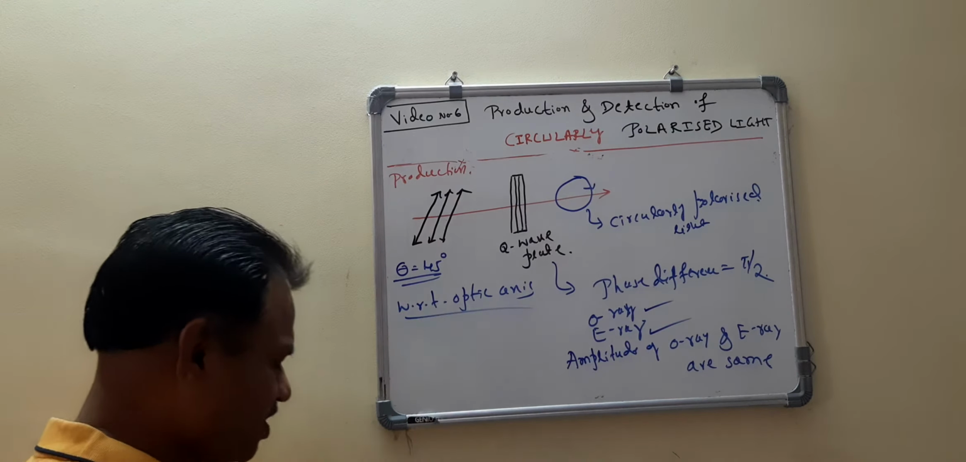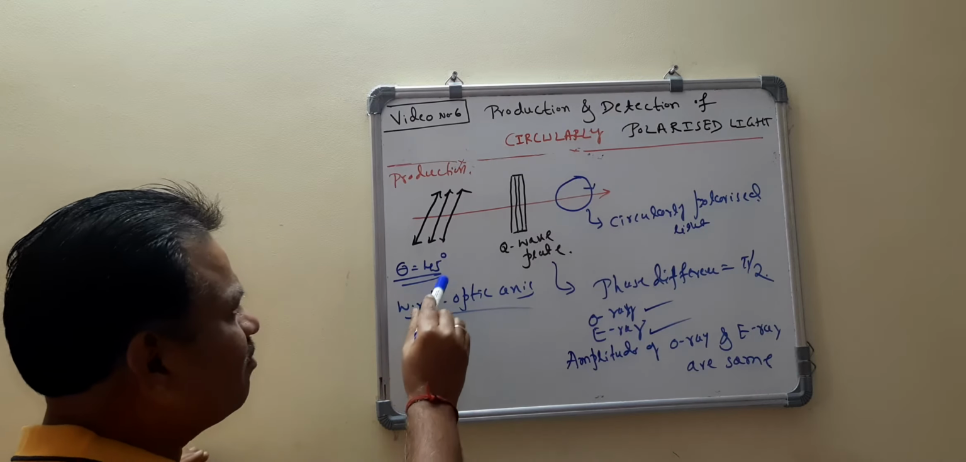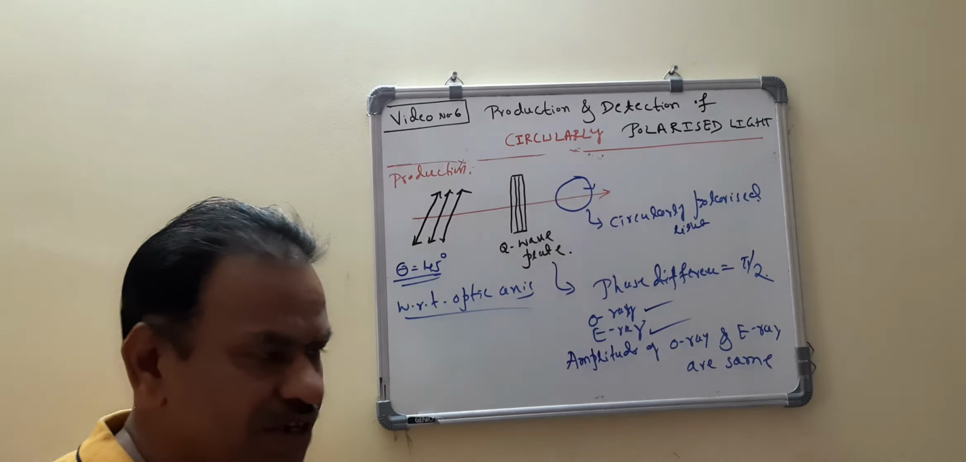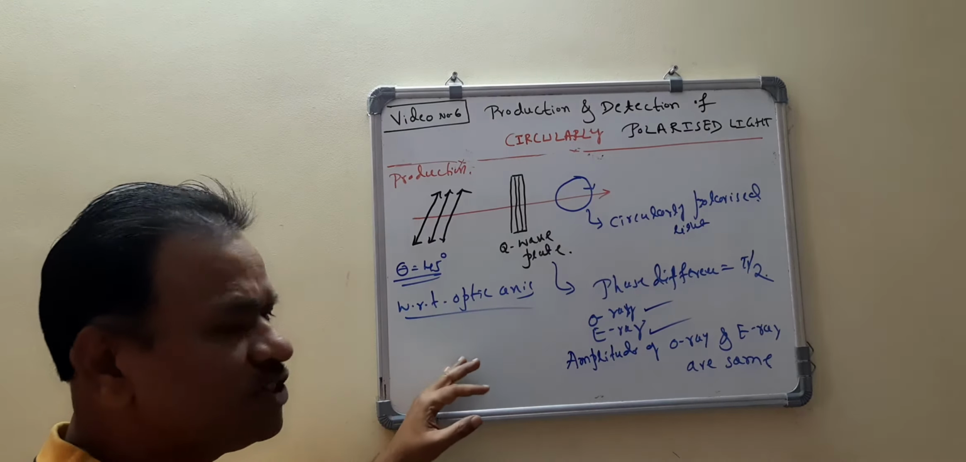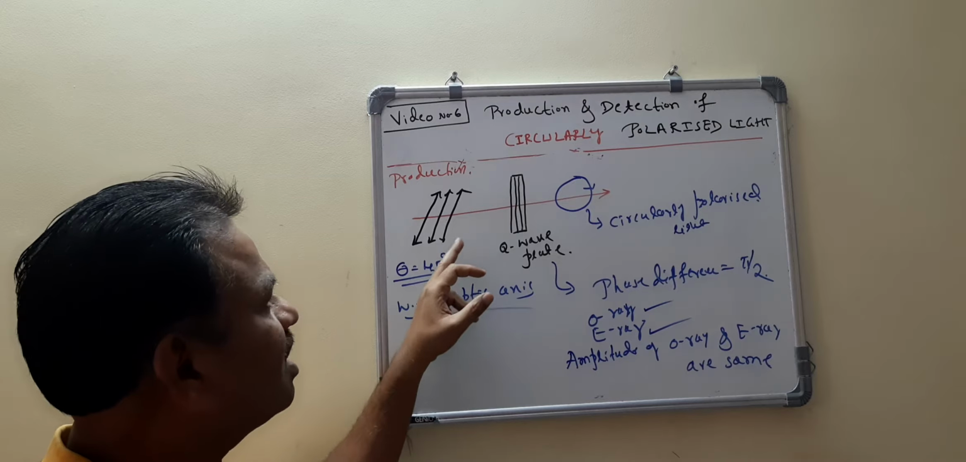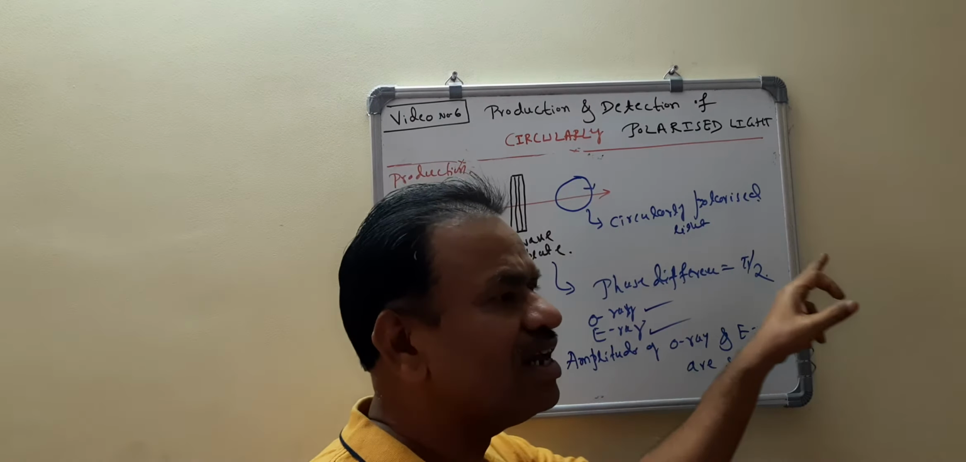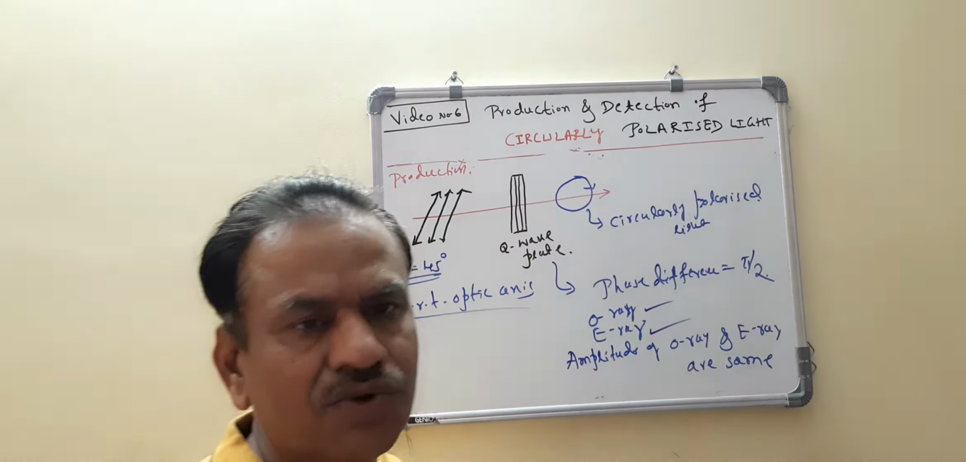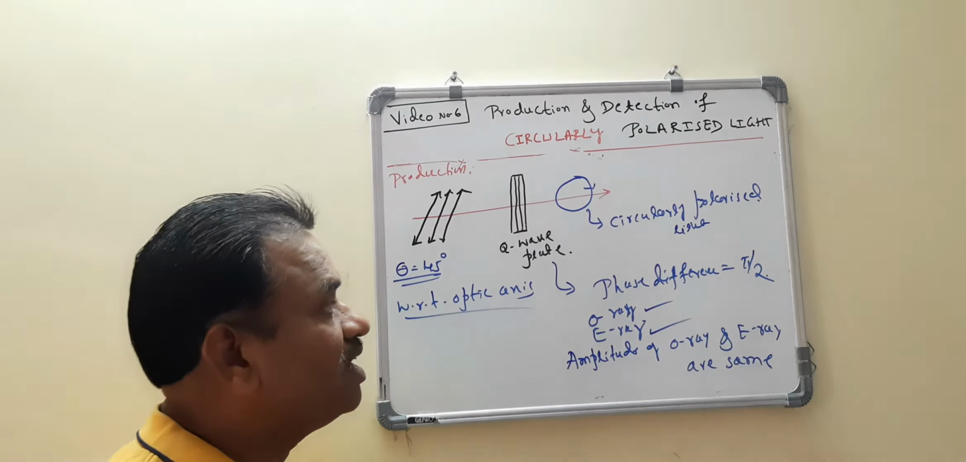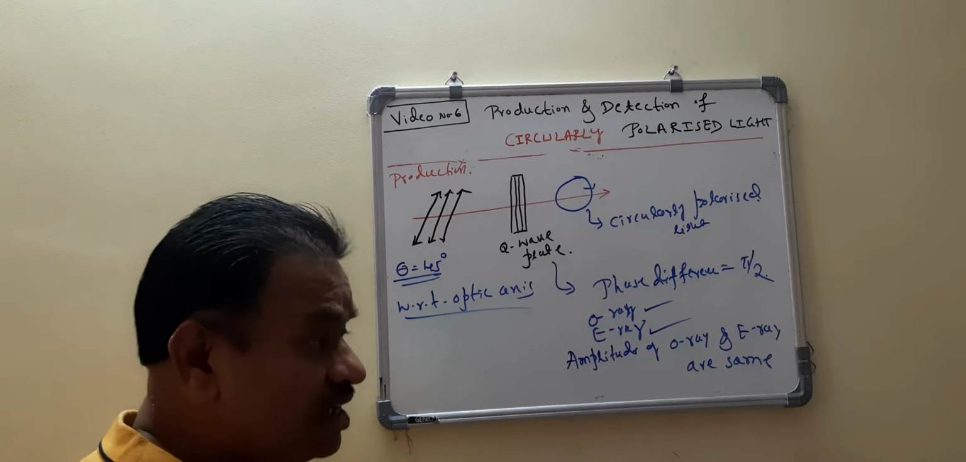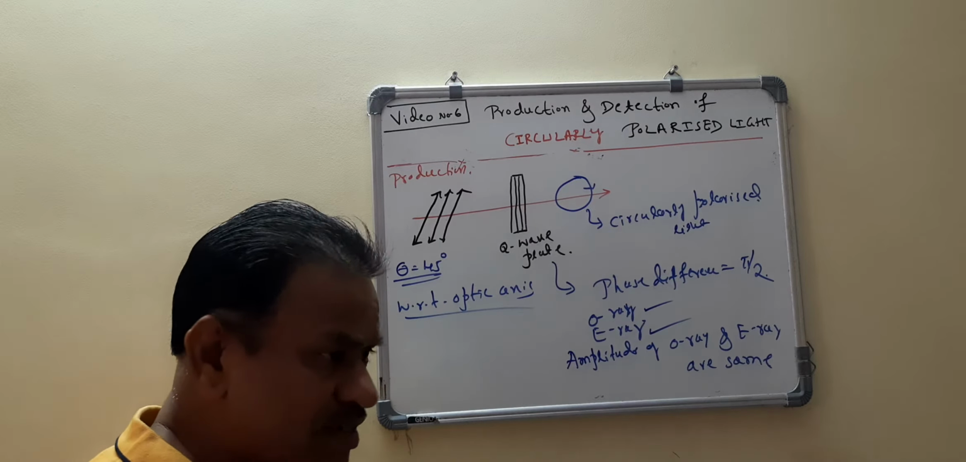Whenever the plane polarized light, with its plane of vibrations making an angle of 45 degree with respect to the optic axis, is allowed to incident on the quarter wave plate, what happens? Circularly polarized light is obtained. Then, now I want to check whether this is circularly polarized light or not.